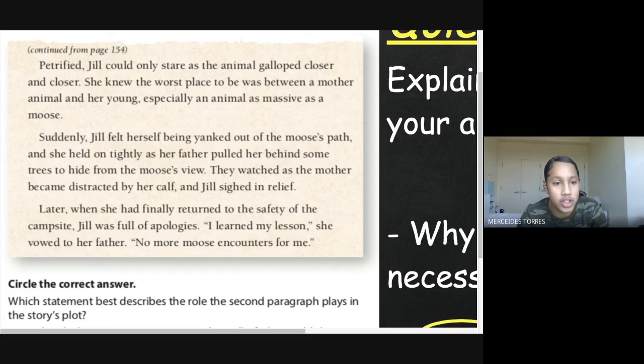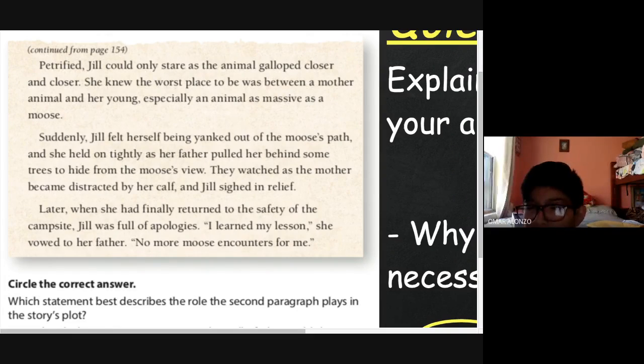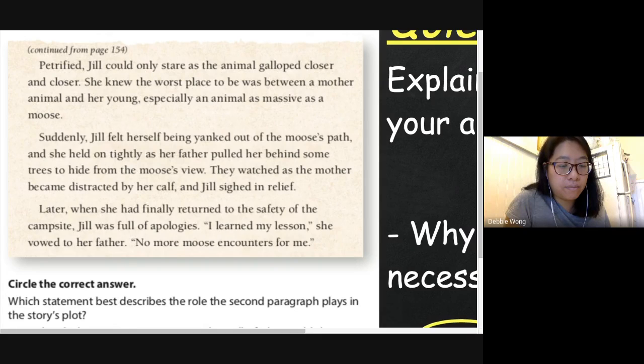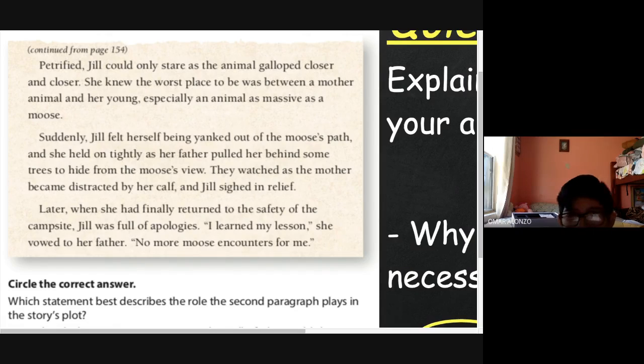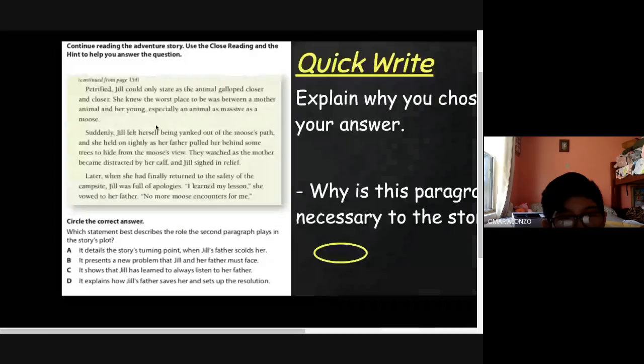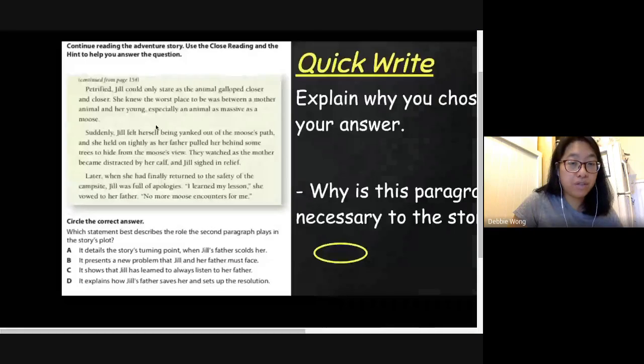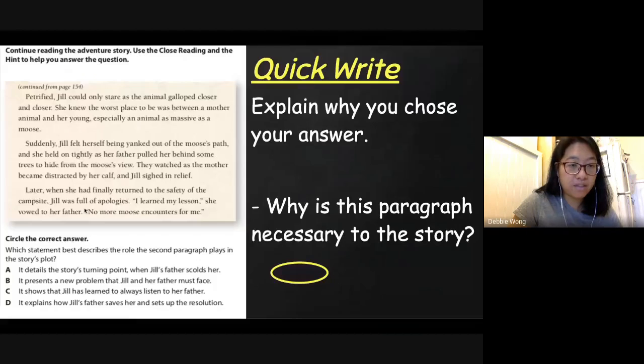Later, when she had finally returned to the safety of the campsite, Jill was full of apologies. I learned my lesson, she vowed to her father. No more moose encounters for me.